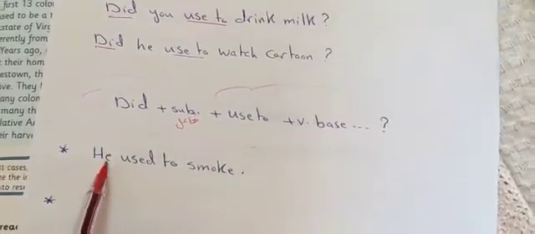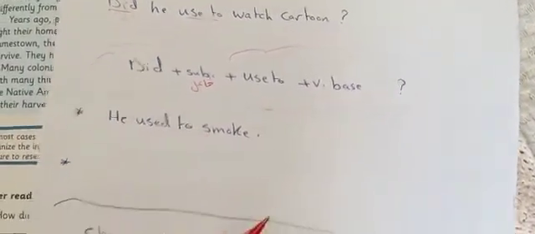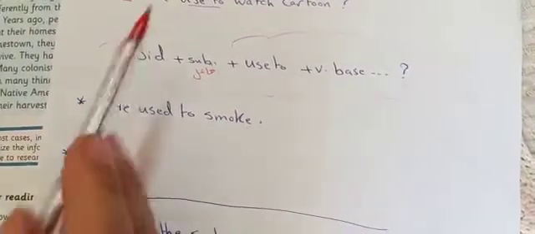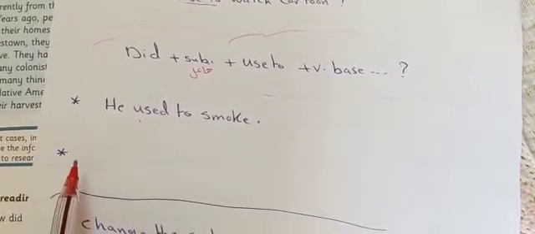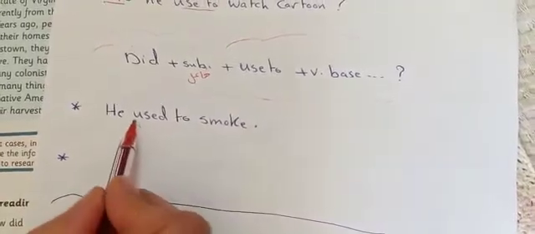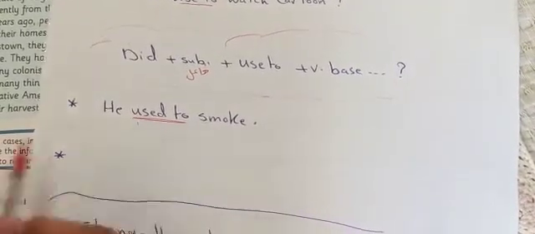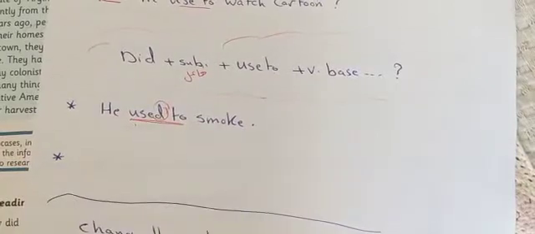Okay? He used to smoke. Let's do it together. Let's solve this sentence together. I want you to change it into a question. We want to change it to a question. How do we begin? First we look: I have used to. Okay? It ended with D. So this is verb 2.